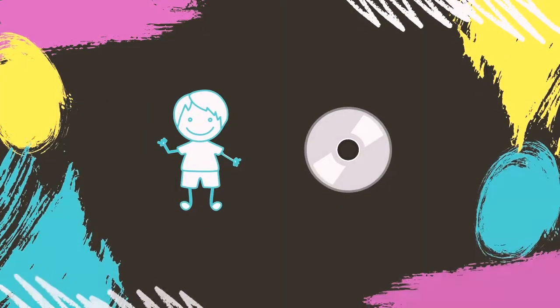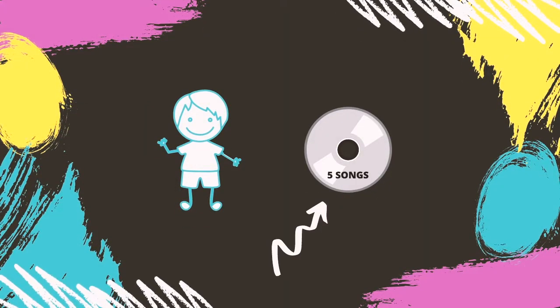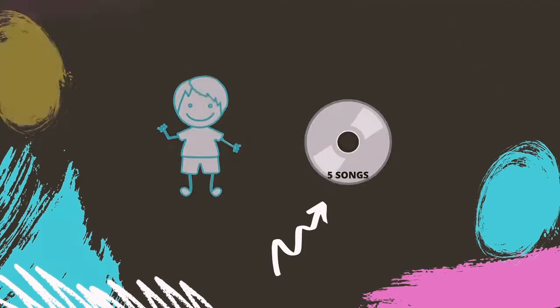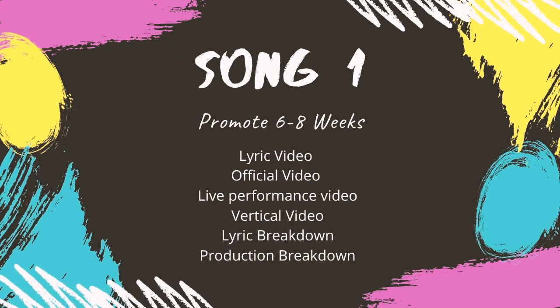Let's say you have enough songs for an EP, so 5 songs. Instead of just dropping all 5 songs, break it up. So song 1, release, promote for 6 to 8 weeks. You're going to drop a lyric video, an official video, a live performance video, a vertical video, lyric breakdown, production breakdown.